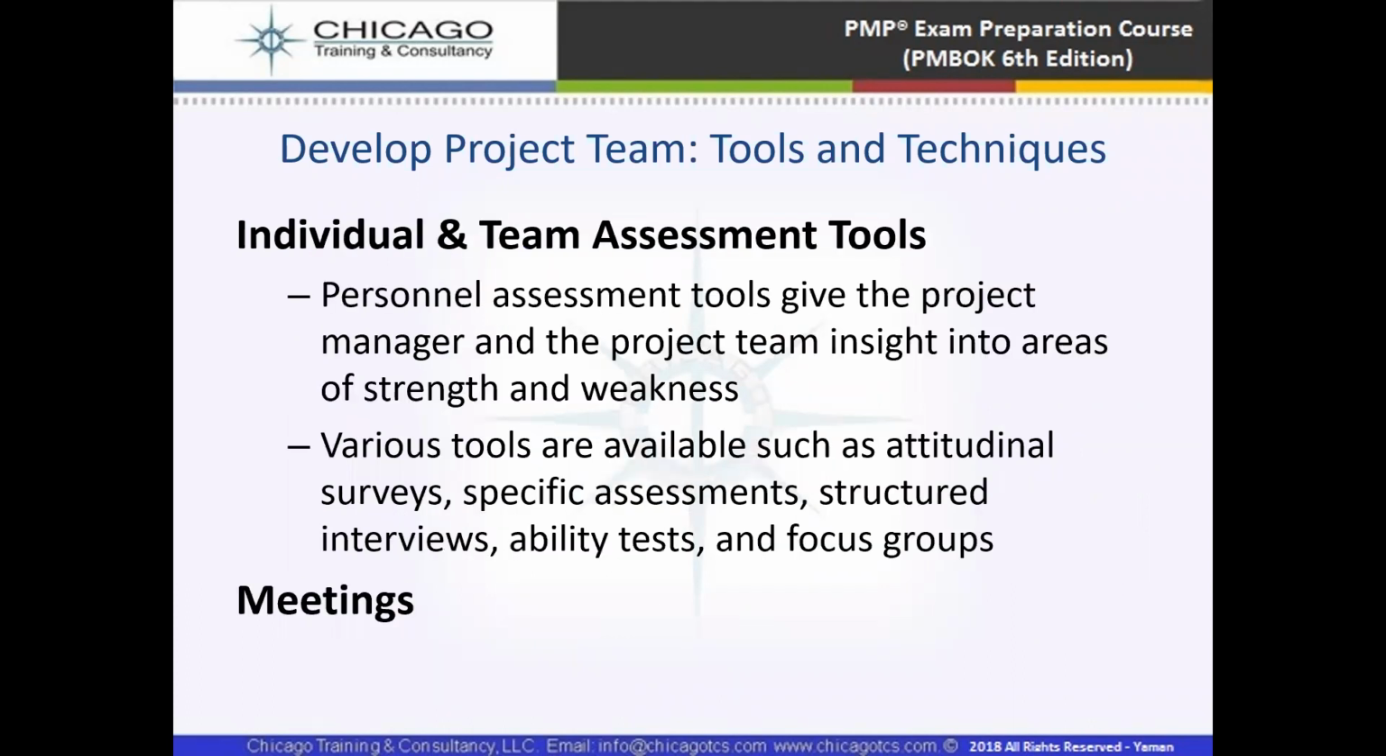And we also have important tools and techniques such as individual and team assessment tools, like personal assessment tools, which give the project manager and the project team insight into areas of strength and weakness. Various tools are available, such as attitudinal surveys, specific assessments, structured reviews, ability tests, and focus groups. So basically, these individual and team assessment tools help us to overcome conflicts and to see our team's insight into areas of strength and weakness. And then we can have meetings also to see how our project team can be developed.